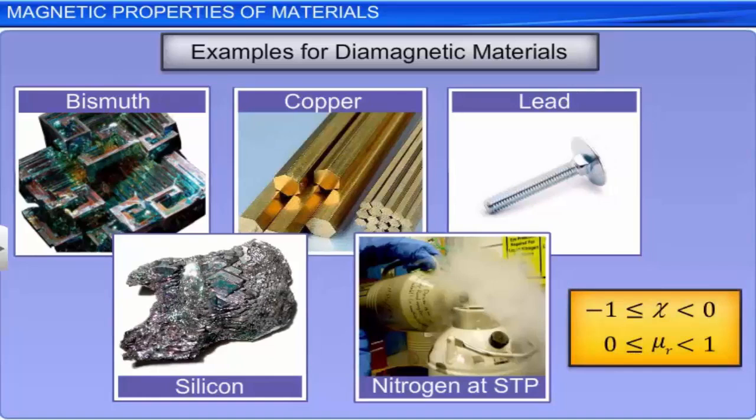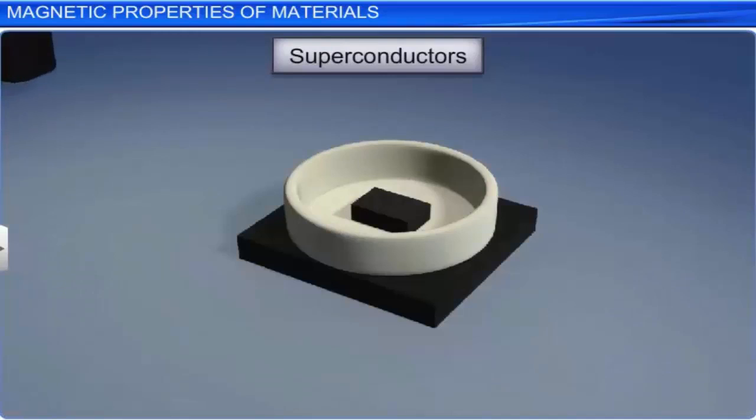Magnetic susceptibility of the diamagnetic substances is greater than or equal to -1 and less than 0. Relative magnetic permeability of these substances is greater than or equal to 0 and less than 1. Superconductors exhibit perfect diamagnetism.